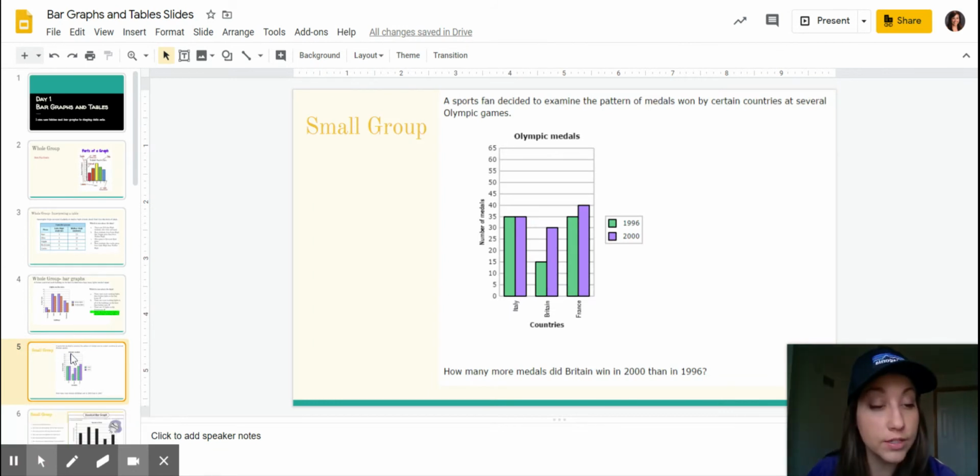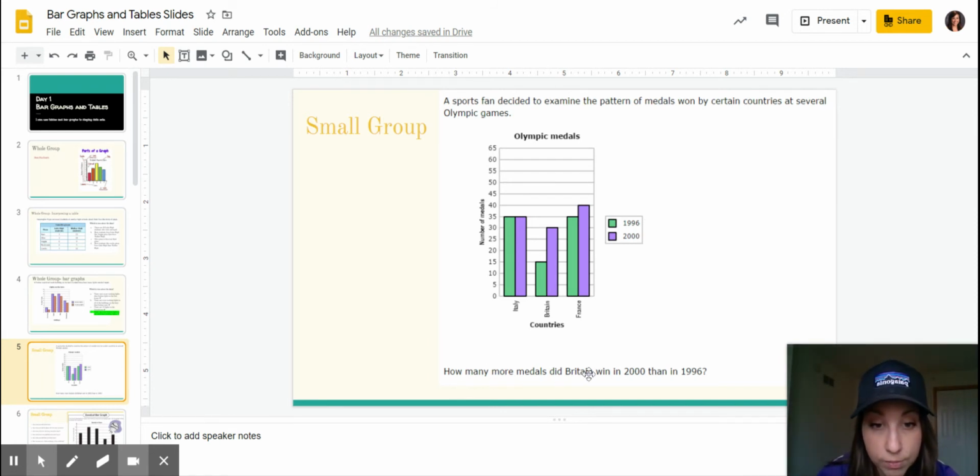I think that one part that tricks fourth graders up is when there's 2 different colors going on at once. When you first begin, you must read the graph. Read the title, Olympic medals. Read the labels, number of medals. Ooh, not going up by ones. I noticed that it skipped counting by 5s. And then countries on the bottom. Then I noticed the key, 1996, 2000.